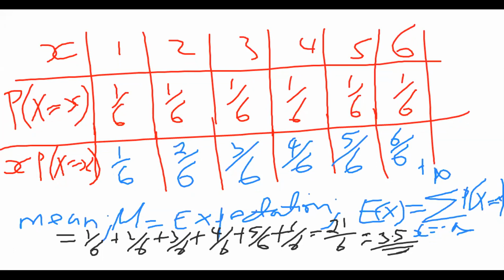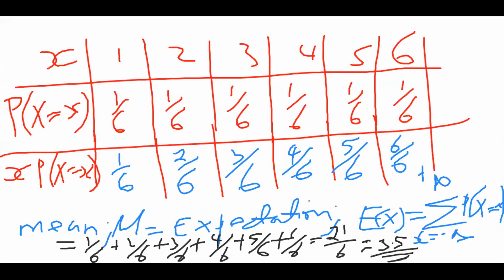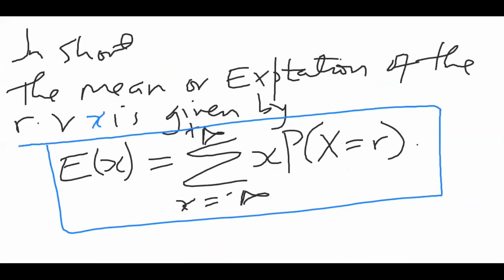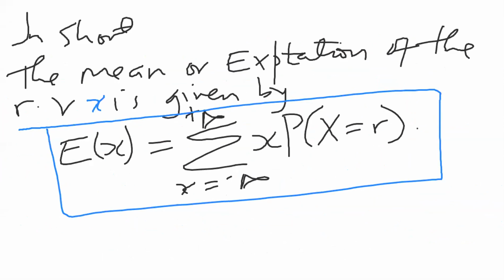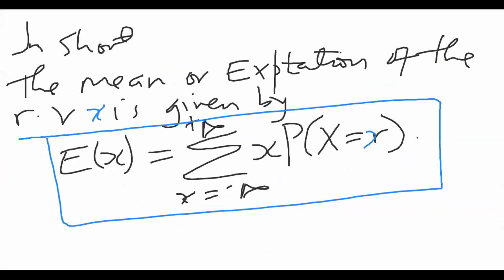So what you can do, you can also copy this. So in short, the mean or the expectation of the random variable X, in probability theory, is given by E of X, expectation of X, as the summation from the smallest value of x, negative infinity, to the highest value of x, which is positive infinity, of x times the probability of that value of x. This is x, not r.